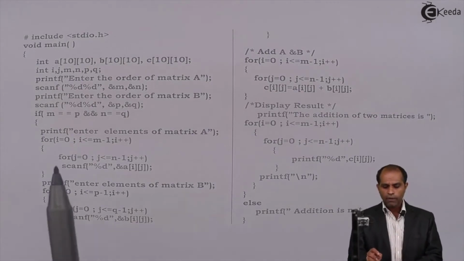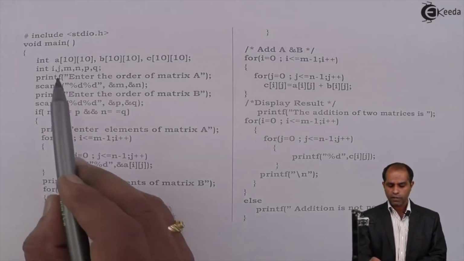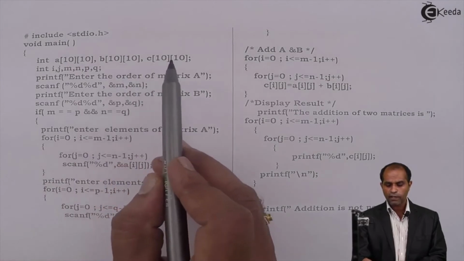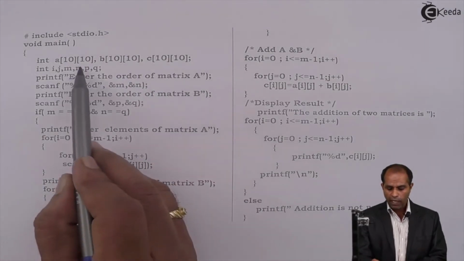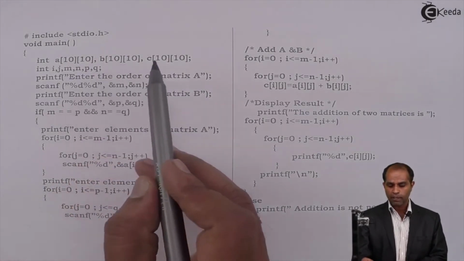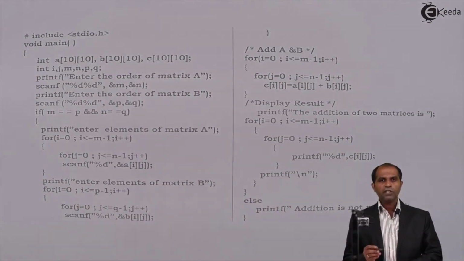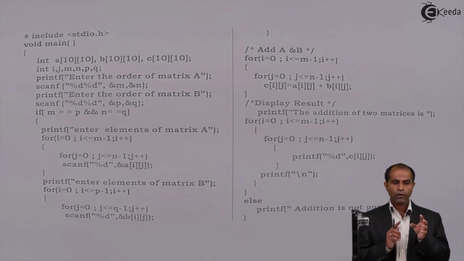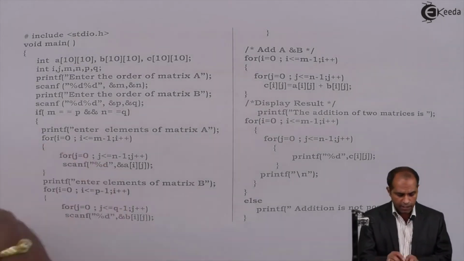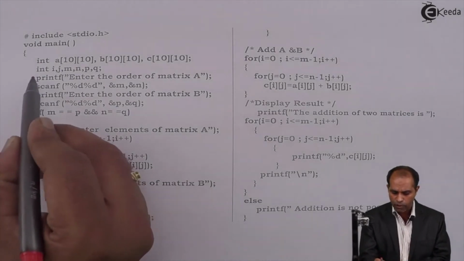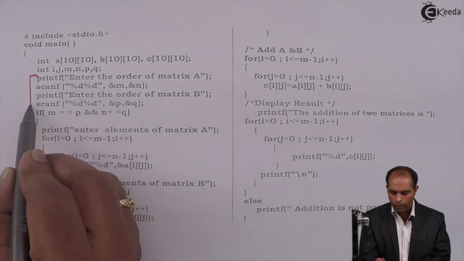So here I have defined three two-dimensional arrays, A of 10, 10, B of 10, 10 and C of 10, 10, of which A and B are our input matrices, and C is our resultant matrix. Now I'll divide this program into 4 steps. First step is to read the order of matrices. So here, the first 4 instructions are to read the order of the matrix.